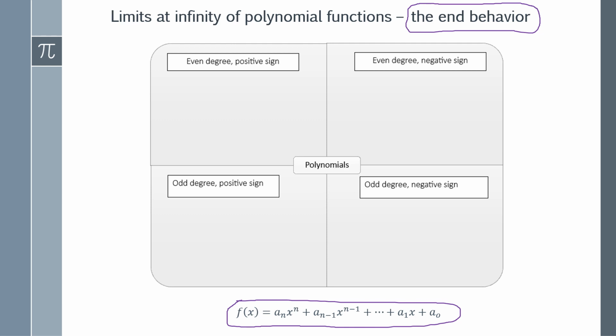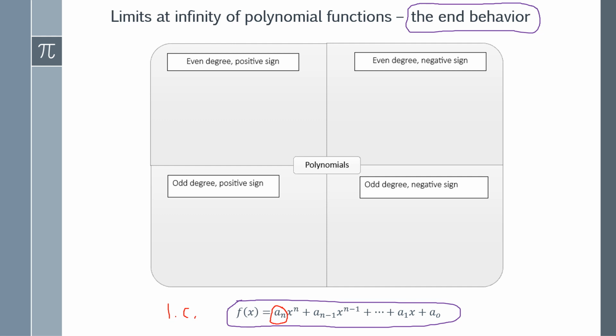And the good news for polynomial functions is that there are only 4 scenarios to consider, and the end behavior of a polynomial function depends on 2 things. It depends on the degree, whether it's even or odd, and it also depends on the sign of the leading coefficient. So I'm highlighting this term here, a sub n, that refers to the leading coefficient. Okay, that's the number that is attached to the x term with the highest power. So we're going to abbreviate it as LC, corresponding to leading coefficient.